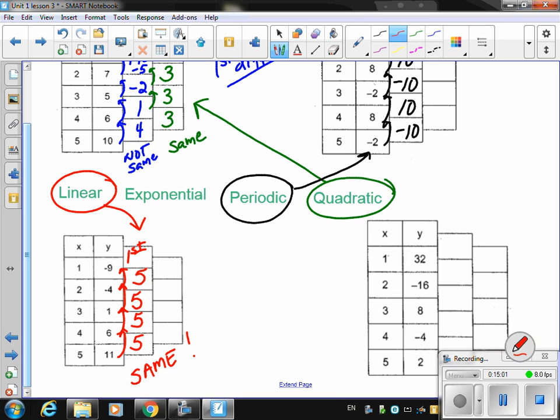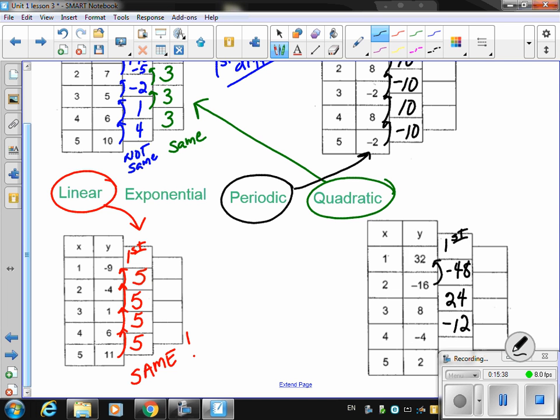We're going to look at the last one. You could make the assumption that it's going to be exponential, but we're going to have a look at those values anyway. I have gone from 32, sorry, to negative 16, so I have gone down by 48. From 8 to negative 16, I have gone up by 24.